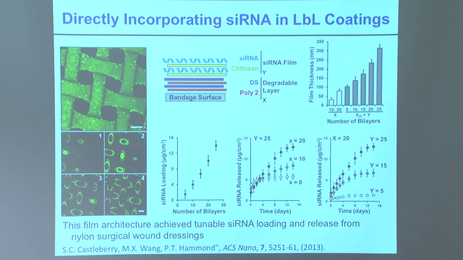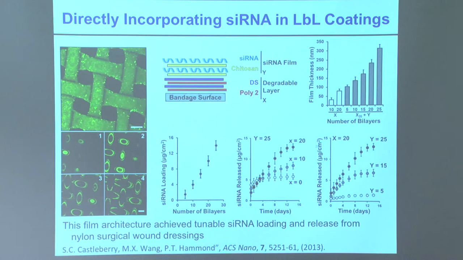What we've been doing is using layer by layer as an approach to incorporate siRNA directly into a layer by layer complex. And here we're using a very simple polyelectrolyte, chitosan, which is derived from crab shells and has a nice positive charge and a saccharide backbone. And we can get a very high loading of the siRNA. This siRNA is going to silence the MMP9 gene and prevent the generation of that protein. Underneath that, we have a degradable underlayer that's going to essentially flake off the film over time.